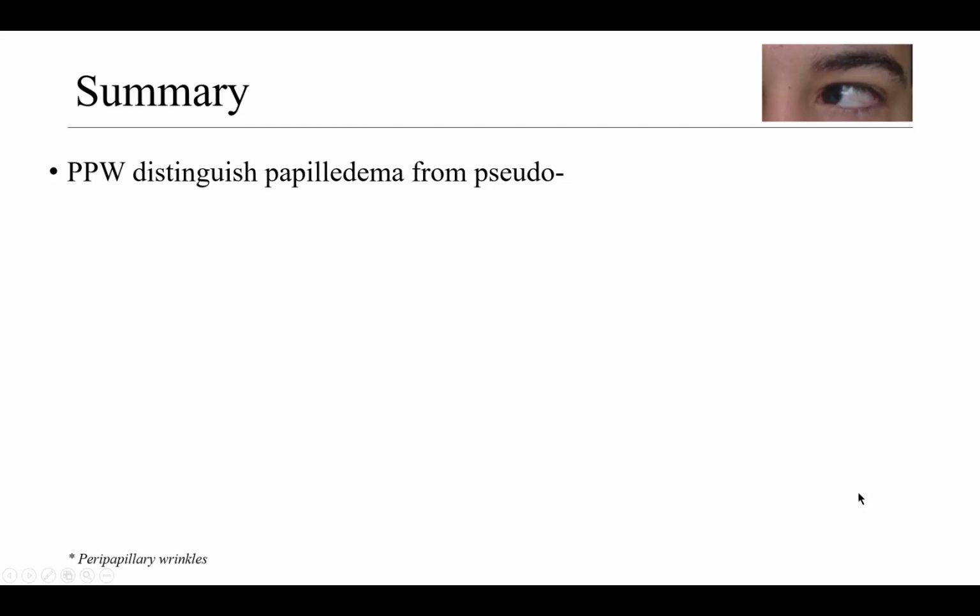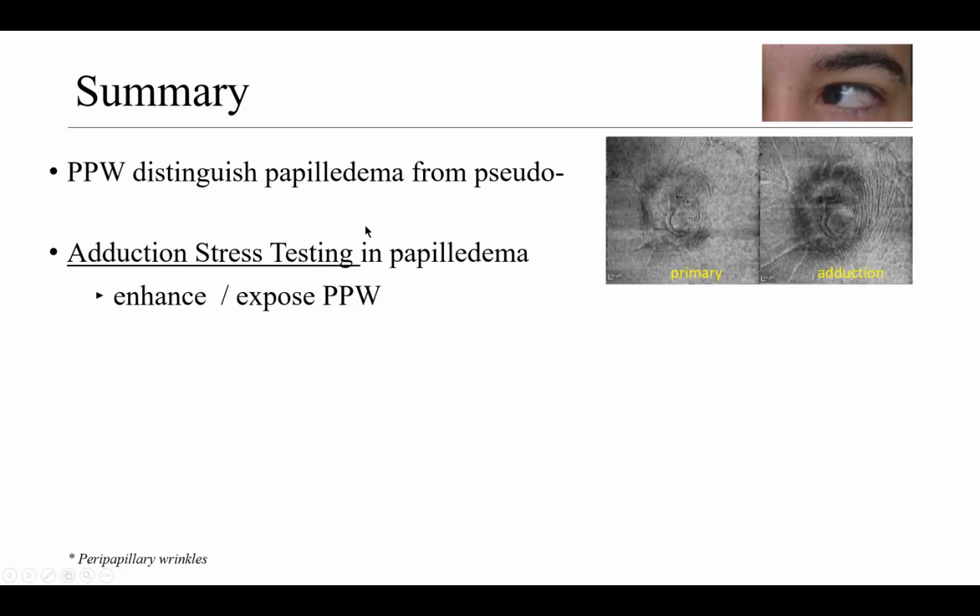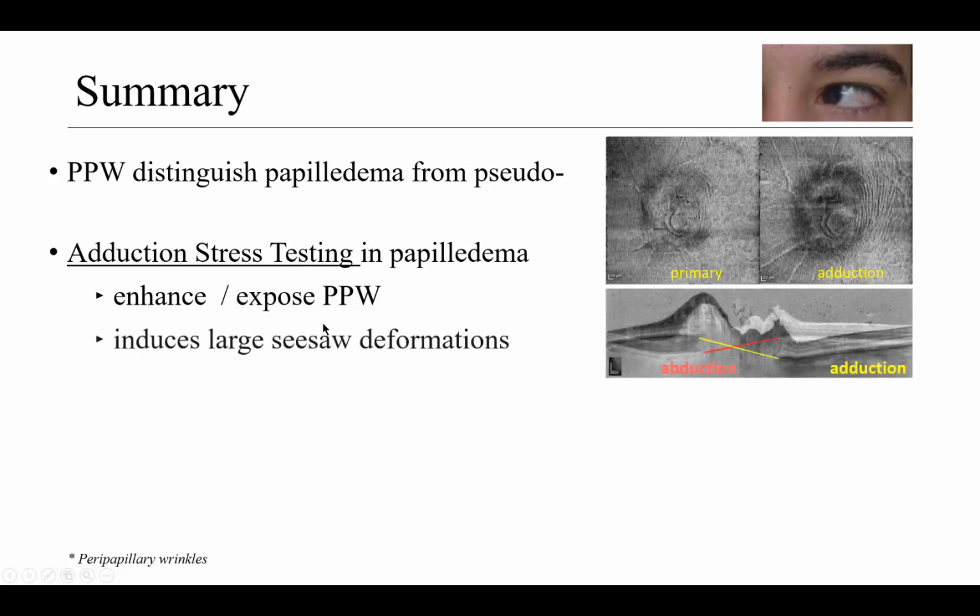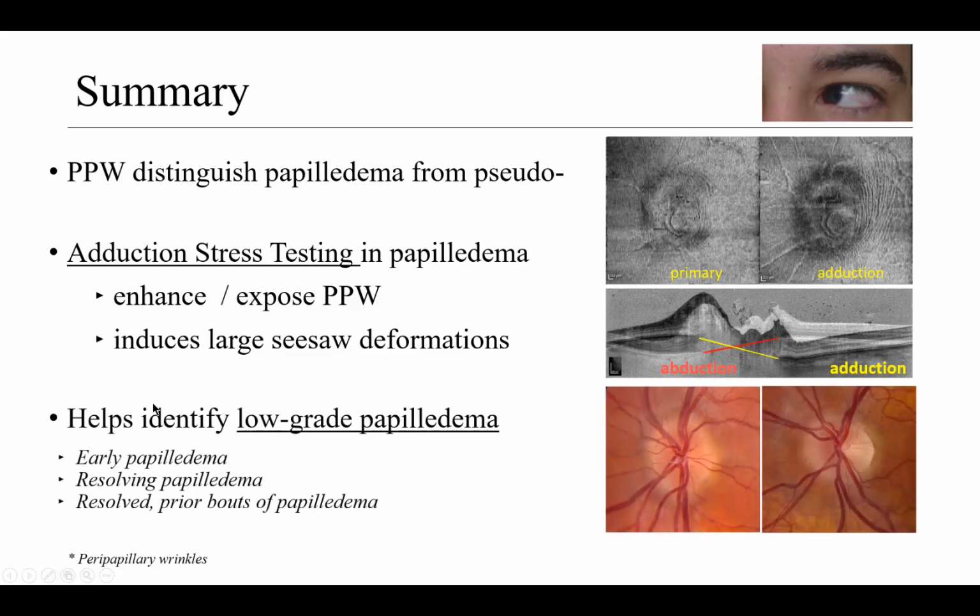So, in summary, peripapillary wrinkles distinguish papilledema from pseudo-papilledema. Adduction stress testing, in other words, looking for folds in adduction, will enhance and expose peripapillary wrinkles. Sometimes, even if you don't see them in primary position, they will induce these large seesaw deformations. And this little test is most helpful in identifying low-grade cases of papilledema. Early papilledema, resolving papilledema, even resolved papilledema from a prior bout, because these folds can persist for many years.